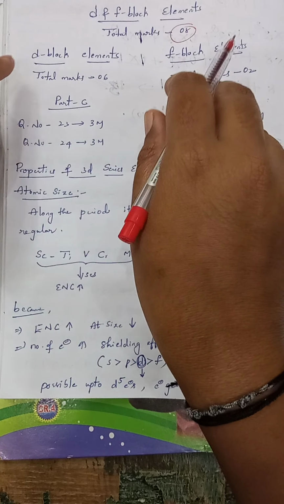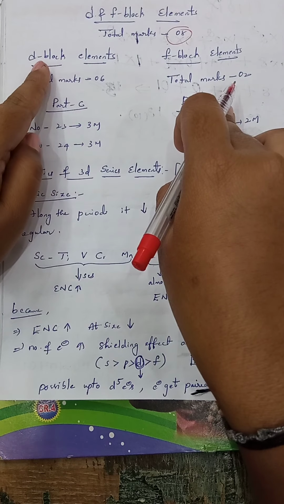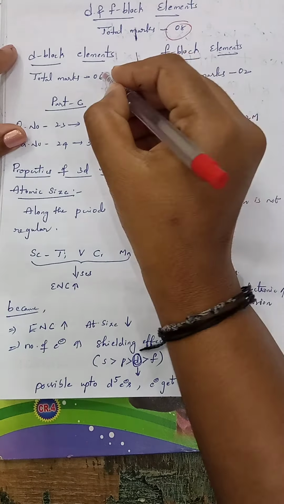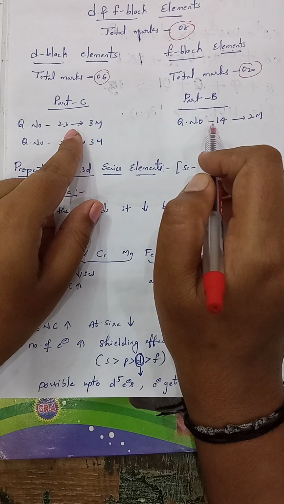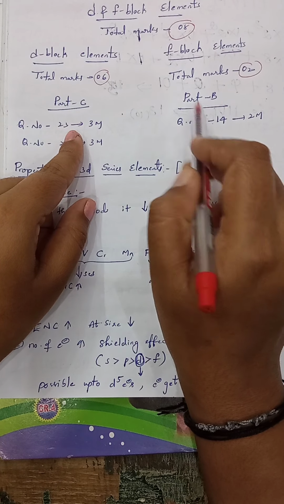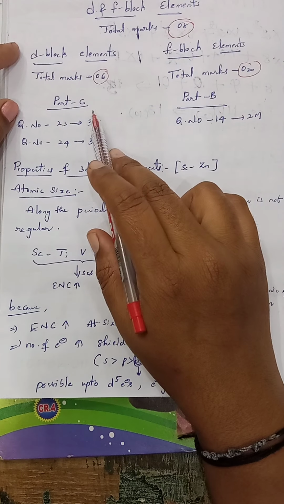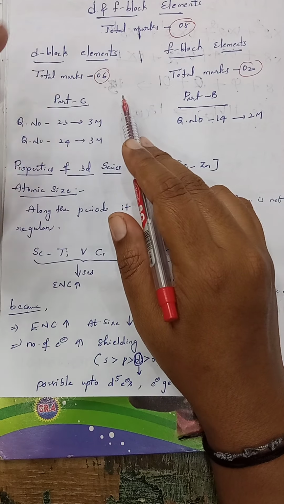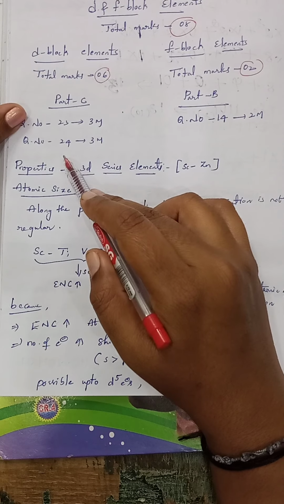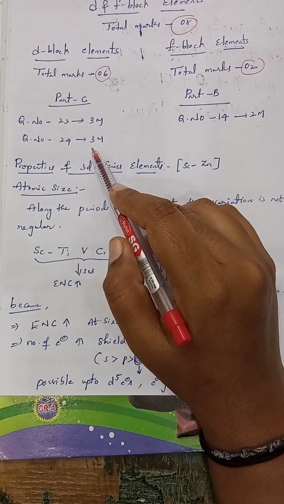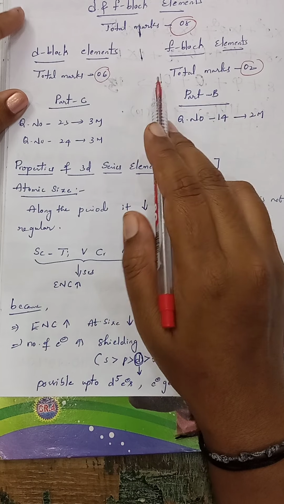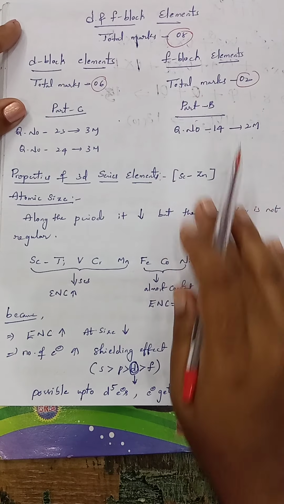If you divide this chapter into two parts, from D block elements you will get 6 marks, from F block elements you will get 2 marks. Usually you will get questions from this chapter in two parts, that is part B and part C. The part B question is from F block elements, that is question number 14 for 2 marks. And for part C, you will get 2 questions from D block elements, that is 23 and 24 for 3 and 3 marks. So totally 8 marks will be from these D and F block elements.